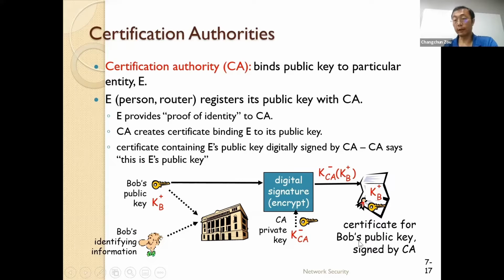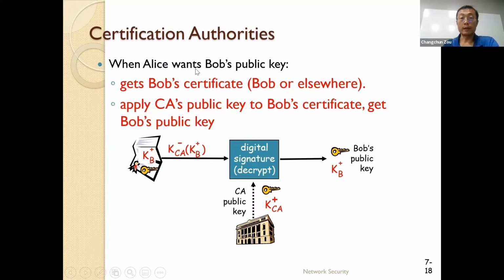So this is called the certificate for Bob's public key. It is signed by the CA, so the CA is like the trusted intermediary. Then when Alice wants to get Bob's public key, Alice will get this digital certificate, either from the certificate authority or directly from Bob. Then Alice uses the CA's public key to do this decryption to recover KB+.